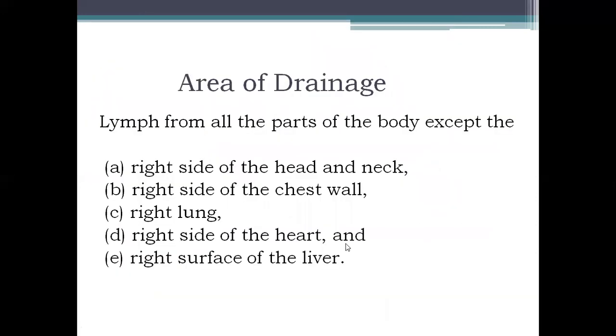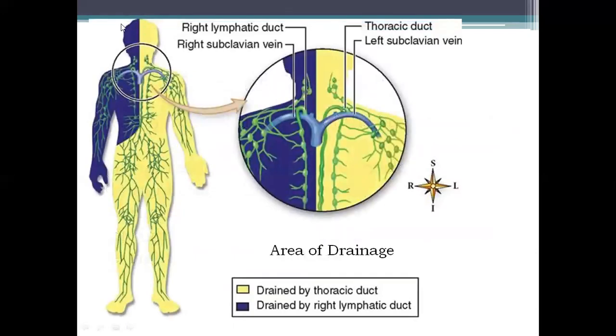Moving on to the next slide. As we saw now, the area of drainage: lymph from all parts of the body except the areas that are being drained by the right lymphatic duct. So the right side of the head and neck, chest wall, lung, heart and liver. We'll repeat that slide again: right side of the head, neck, lung, right side of the heart, liver, and added to that the right upper extremity.